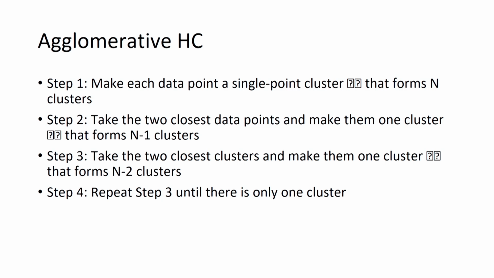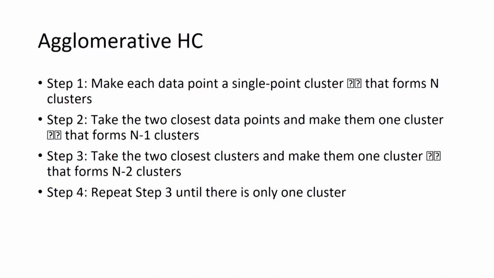Then in the next step we will again take the two closest clusters and merge them, and in that case we will have n minus 2 clusters. We will repeat these steps several times until we get the required number of clusters. So, this is the way we generate clusters in agglomerative hierarchical clustering.